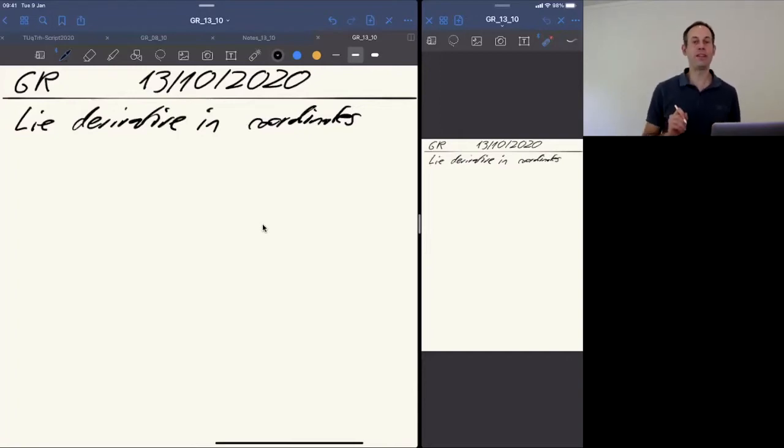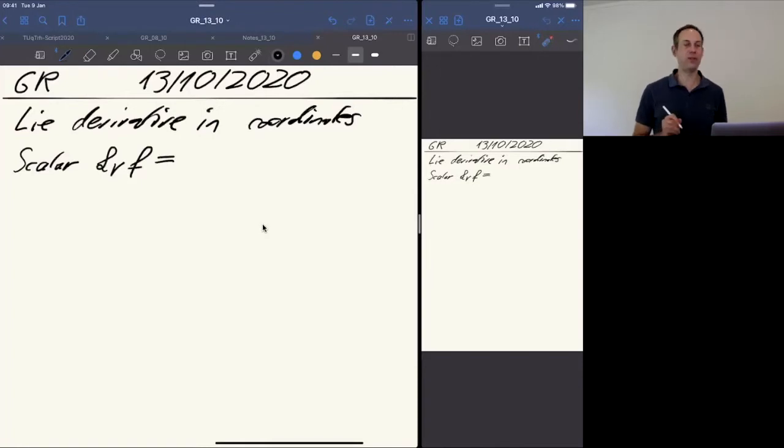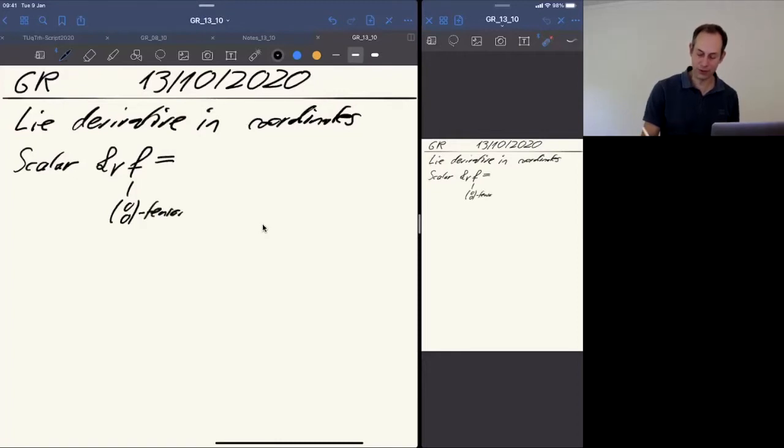You should actually always ask this question if you see a concept: how does it now look in coordinates? Because that could give you new insights. So if you look at a scalar or a (0,0) tensor, then the Lie derivative is as follows. So f is just a function. Of course, a function can be regarded as a (0,0) tensor, just a fancy way to talk about the function.